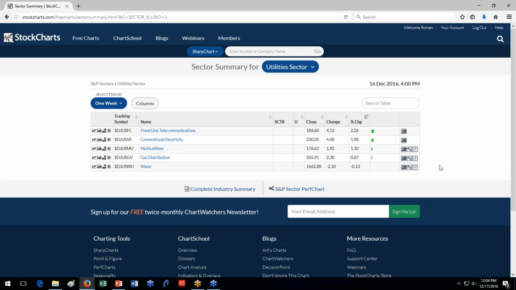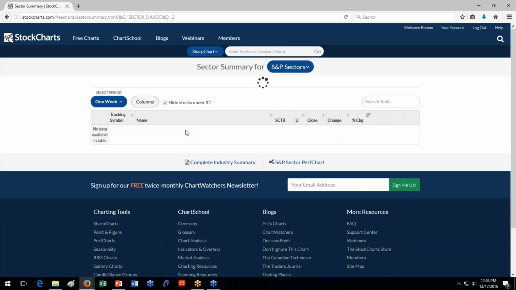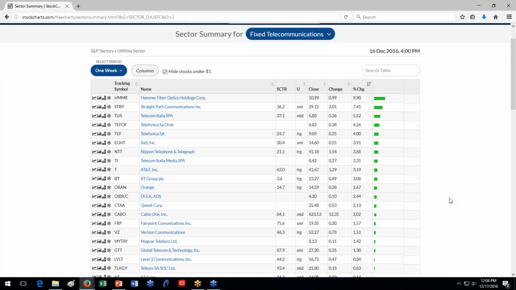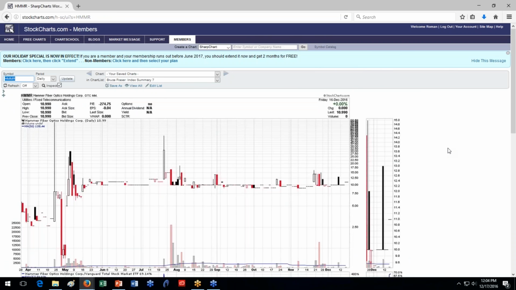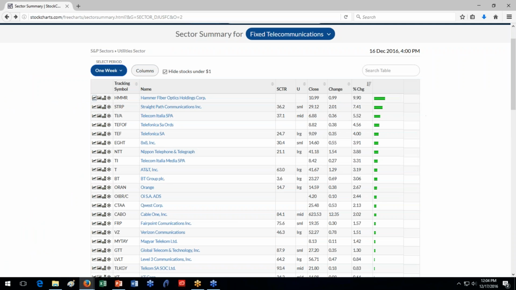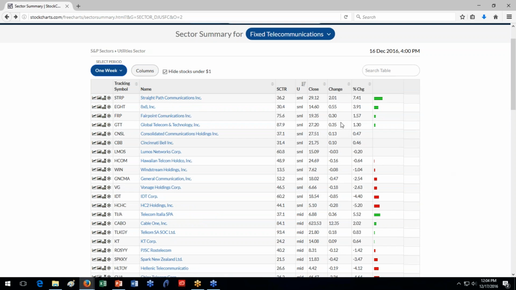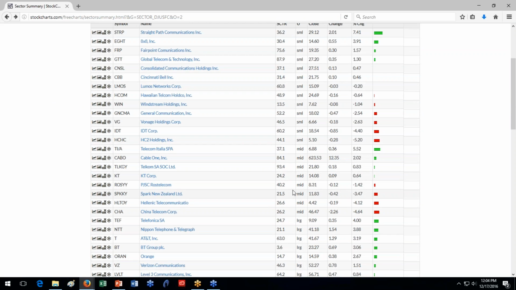Let's go to the utilities. Then we would be looking at whatever is outperforming right here. So telecommunications, electricity. We would go and identify the stocks here that would be outperforming for the last week. And then just looking at them from the structural point of view. So definitely not this one. We want to look at maybe a large mid cap. So let's go here.